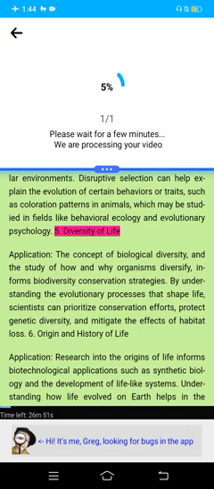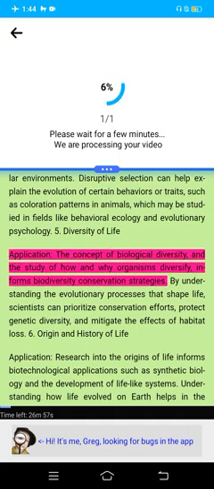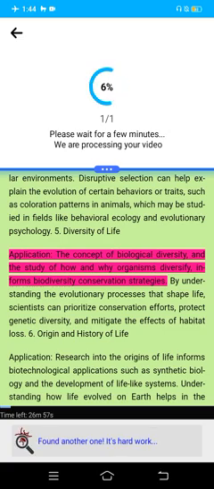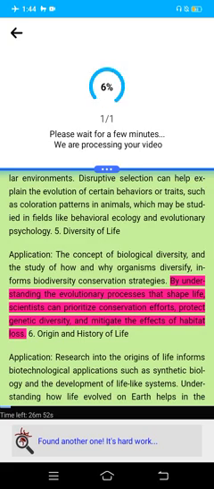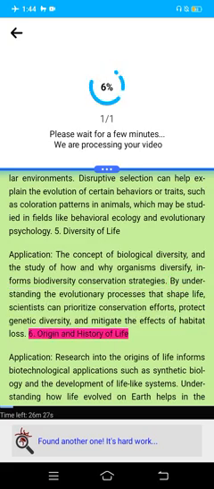5. Diversity of life. Application. The concept of biological diversity, and the study of how and why organisms diversify, informs biodiversity conservation strategies. By understanding the evolutionary processes that shape life, scientists can prioritize conservation efforts, protect genetic diversity, and mitigate the effects of habitat loss.